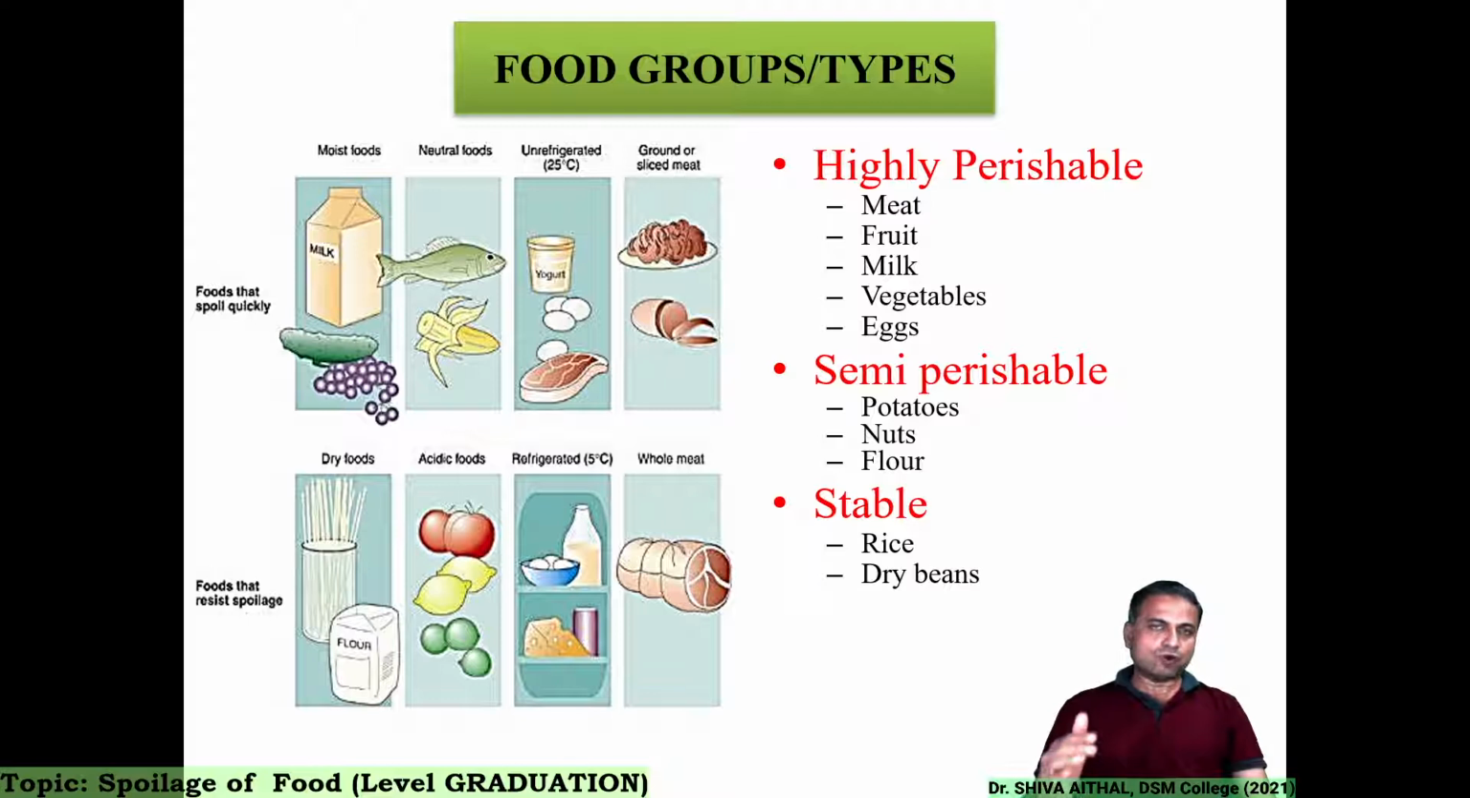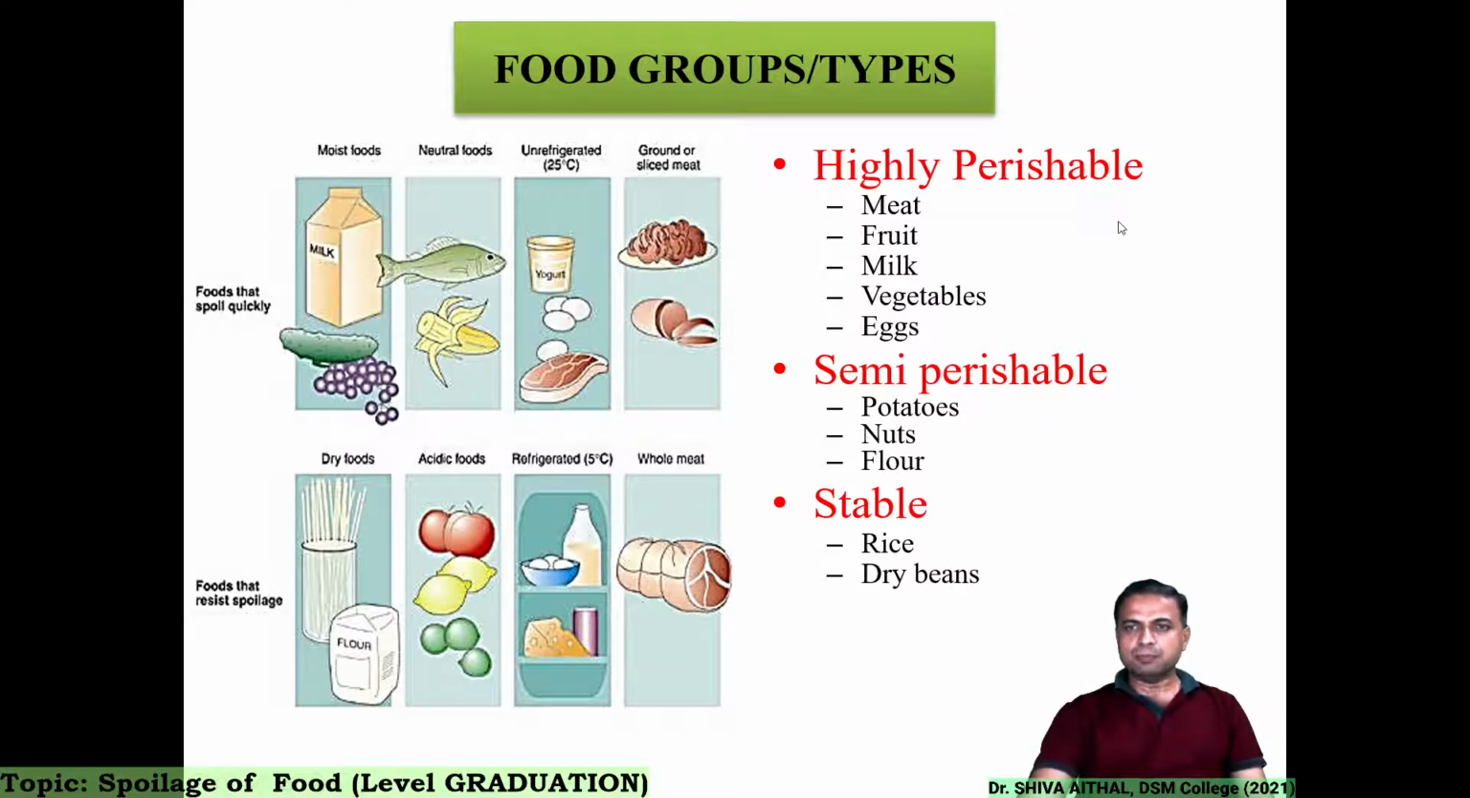Shelf life means for how much time you can keep these foods before consumption, for how long this can be stored. On that basis you can see the foods are of various types. They can be grouped into foods that spoil very quickly or the foods that resist spoiling. Foods that spoil very quickly need to contain moisture. As you can see here, moist foods, neutral foods, unrefrigerated foods, and the ground or sliced meat. These are foods that spoil very quickly.